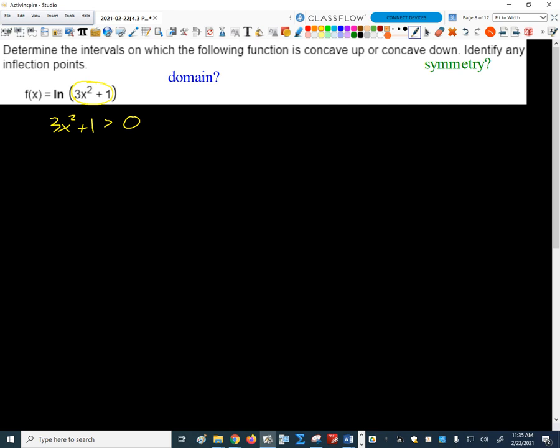None, right? We know that no matter what, when I end up squaring x, I'm going to get a positive value out of this, for x squared. Or if I plug in a 0 for x, I get 0, but I'm adding 1 to it, right? So we know that 3x squared plus 1 is greater than 0 for all x, right? So my domain, in other words, is all reals.